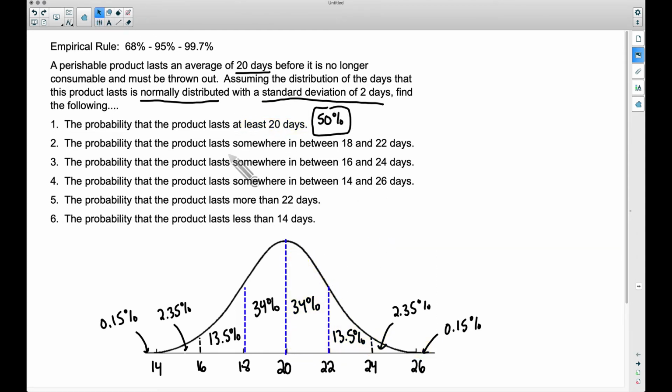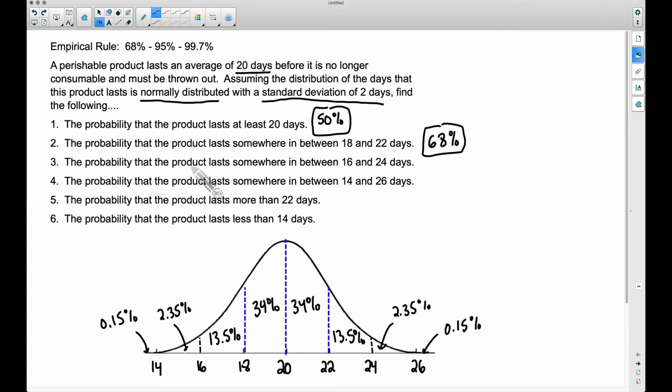Question number 2 says, what is the probability that the product lasts somewhere in between 18 and 22 days? Well, let's look at that. 18 and 22, so that's somewhere right in between here. And technically what we're talking about here is 1 standard deviation below, all the way up to 1 standard deviation above, and that's that 68%. Again, you can add each individual section. So the probability of that product lasting somewhere between 18 and 22 days is going to be 68%. That is the answer for number 2.